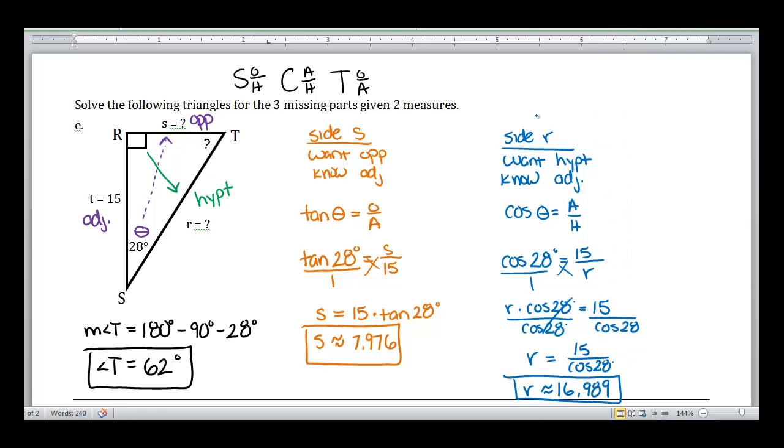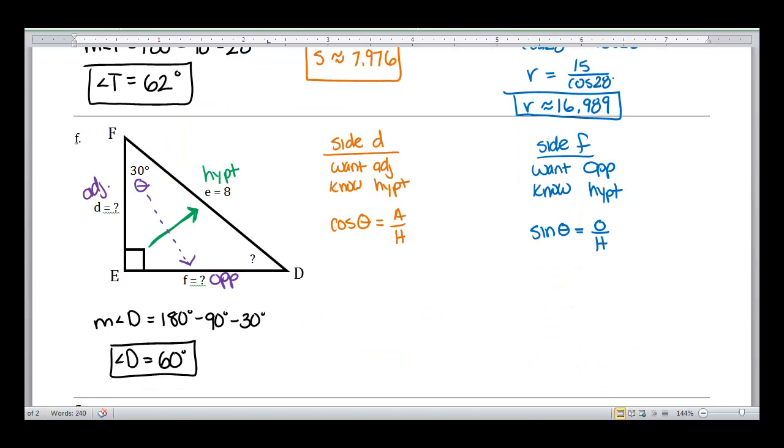Please now pause the video. Figure out the missing acute angle inside F. Figure out what trig functions you're going to use to solve for the two missing sides. We'll review that before we actually plug in and go ahead and solve.